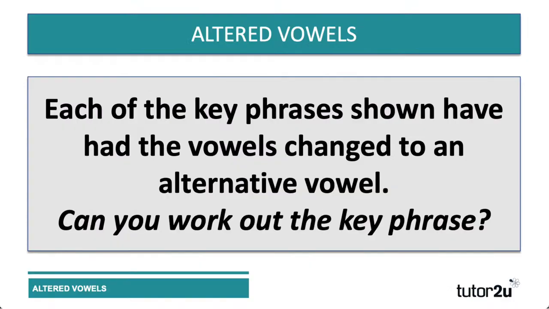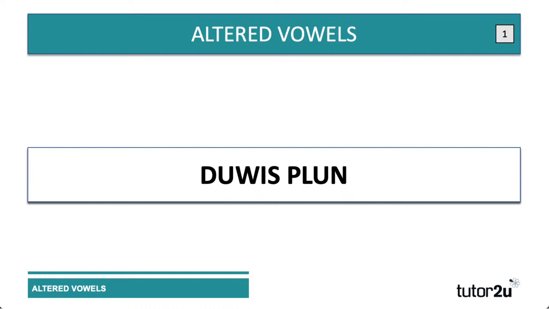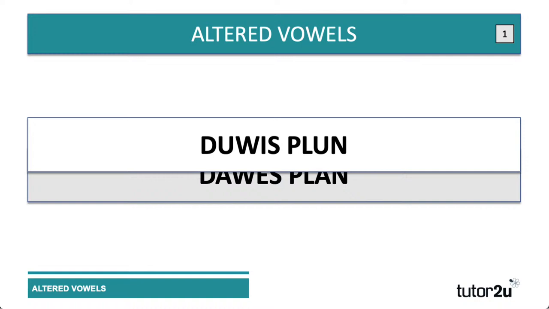And the final activity, we've got some key terms that have come up throughout this session. What we've done is we've switched the vowels around. I'll try and pronounce them, but they don't really work as words anymore when I do, but I'll have a go. You need to work out what the actual word is. So the Duisplun. What do we reckon the Duisplun actually is? These are all key terms that we've talked about today. Yeah, well done. It's the Dawes Plan.